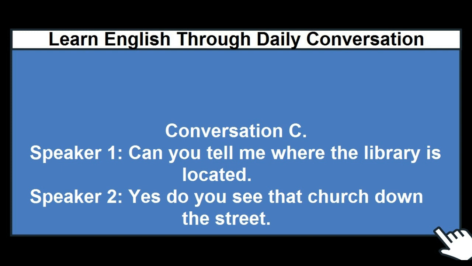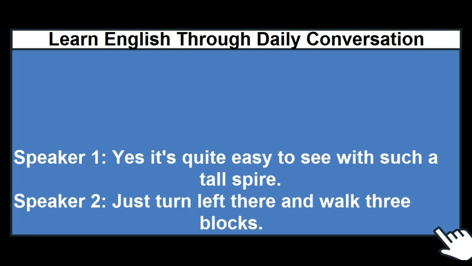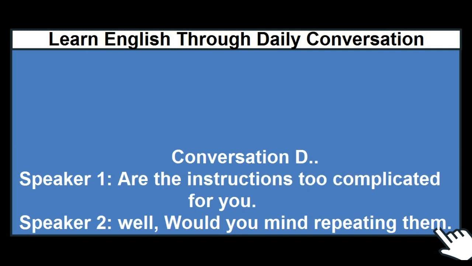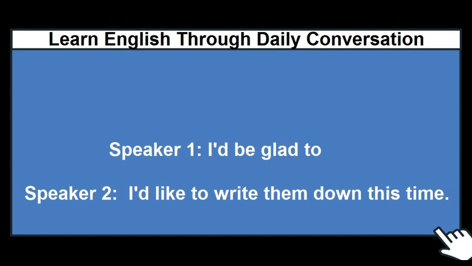Conversation C. Speaker 1. Can you tell me where the library is located? Speaker 2. Yes. Do you see that church down the street? Speaker 1. Yes, it's quite easy to see with such a tall spire. Speaker 2. Just turn left there and walk three blocks. Conversation D. Speaker 1. Are the instructions too complicated for you? Speaker 2. Well, would you mind repeating them? Speaker 1. I'd be glad to. Speaker 2. I'd like to write them down this time.